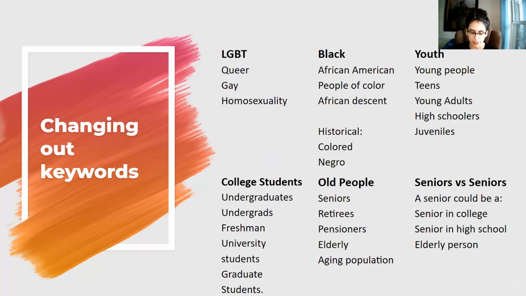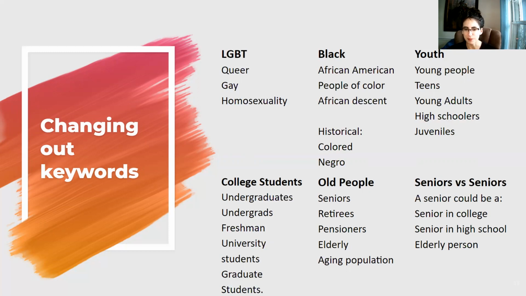And also I made a note here that if you are doing historical research on a population, you're going to have to keep in mind that the ways we have referred to groups of people has changed over time. So that's why I added some descriptors for Black that are, you know, obviously very dated now, but if you're doing research in the 1960s or the 1800s, these terms might be a lot more useful because we weren't using the terms African American or people of color at that time. And you can continue on here in my list with youth, college students, older people.